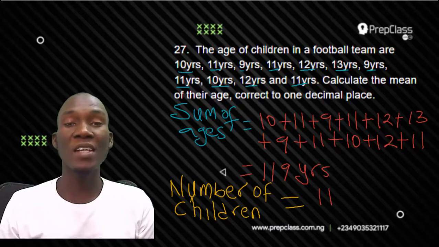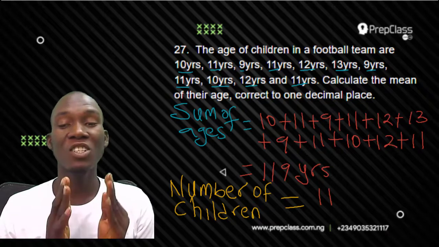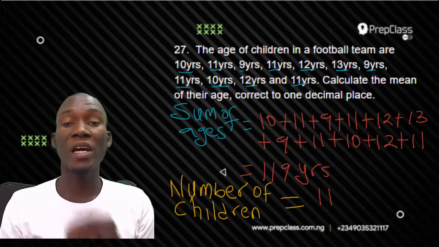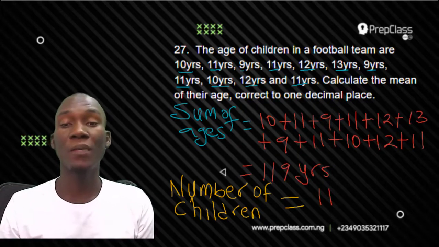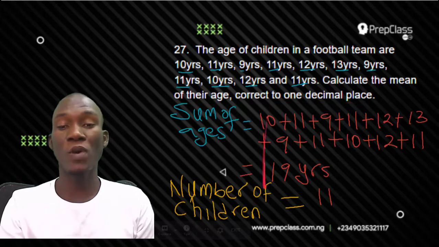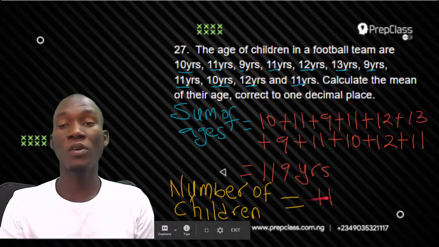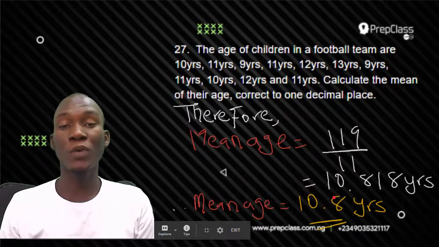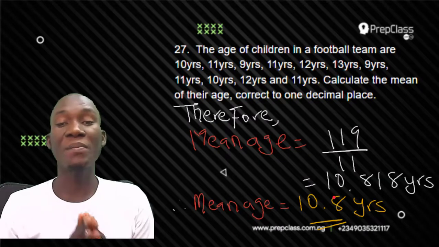So the sum of ages is 119 years. Now remember, we already counted the number of children in the football team, and the number of children is 11, so we have number of children equals 11. Now what is the next thing we need to do? We need to calculate the mean age.